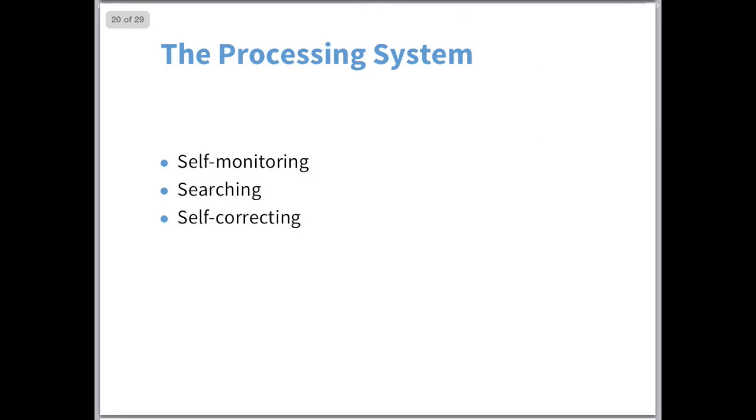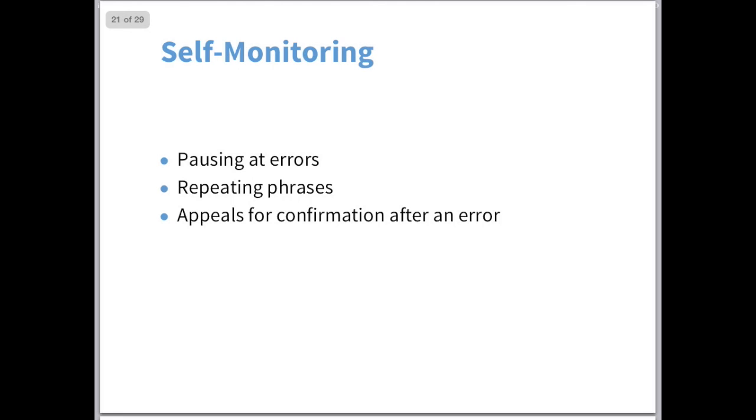These kinds of behaviors provide a description of the child's processing system. They reveal whether the child is using internal strategies which include self-monitoring, searching, self-correcting. Proficient readers stop and check their reading only if the three sources of information do not match. Sometimes students pause at errors. When this happens, the student knows something is wrong, but they do not know what to do about it. Sometimes students repeat phrases after an error. They know something's wrong and they're trying to gain additional information. Often the student will appeal for confirmation after making the error.